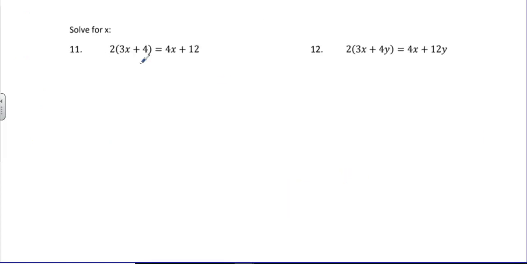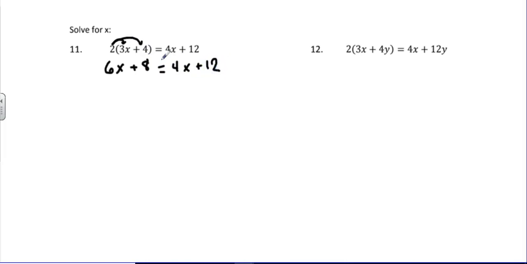So let's take a look at number 11. 2 times the quantity 3x plus 4 equals 4x plus 12. Now, you have an x on both sides of the equal sign here. So I like to go ahead and simplify as much of each side of the equal sign as possible. So let's take a look at the expression 2 times the quantity 3x plus 4. So to do that, I'm going to multiply 2 times the 3x and 2 times the 4 using the distributive property. So we get 6x plus 8 equals 4x plus 12.